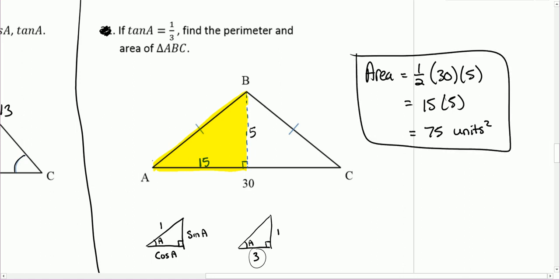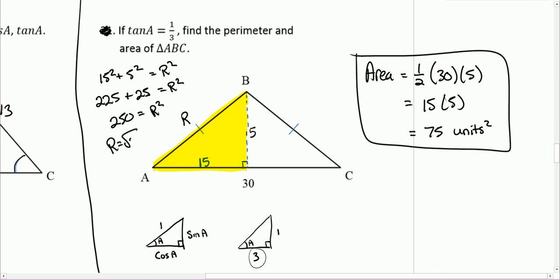Now for the perimeter, we're going to have to find the hypotenuse of this highlighted triangle using the Pythagorean theorem. So let's call the length r here. So we have 15 squared plus 5 squared is equal to r squared. 15 squared is 225. 5 squared is 25. When you add 225 and 25, you get 250 is equal to r squared. And then you can take the square root. So r is the square root of 250.